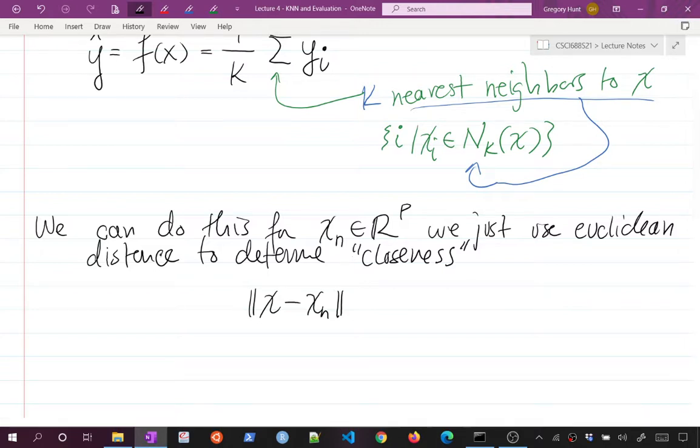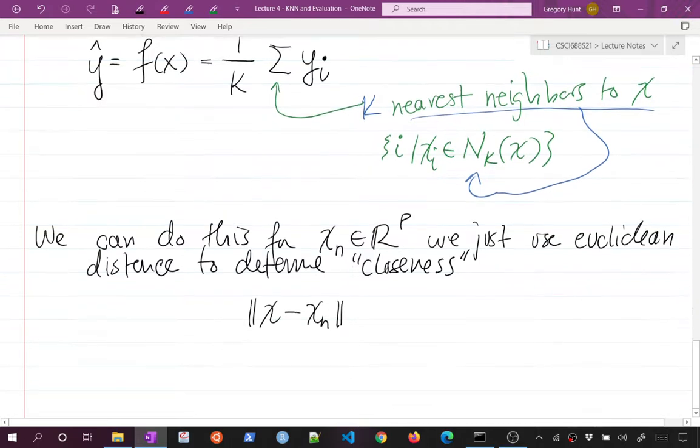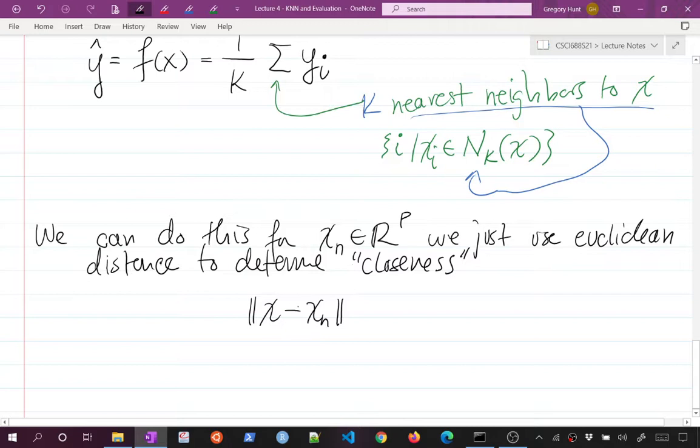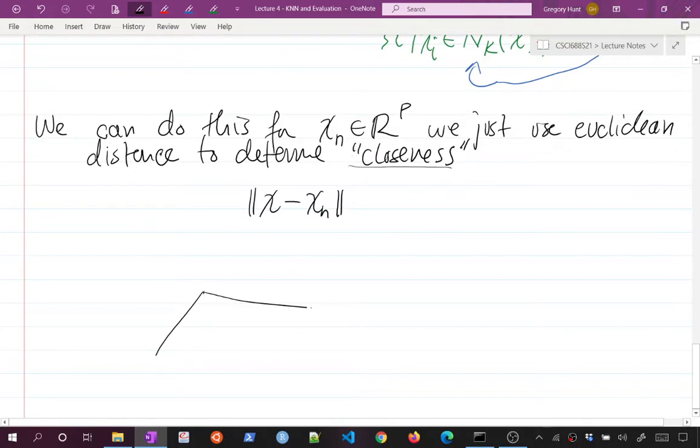And notice that the algorithm stays the same because the y's are always just one-dimensional. The y's are just numbers, and so you're always just taking the normal average of y's. And the x's could be multidimensional. You could have many features. All you need is some metric of closeness. For numeric data, we typically use whatever points are closest in a Euclidean sense.